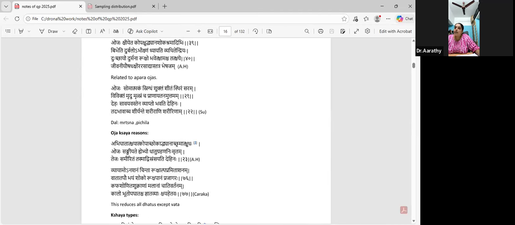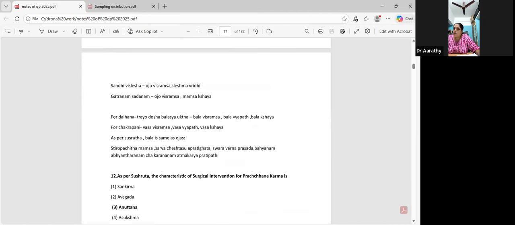So this Sandhi Vislesha is said in Ojo Visramsa as well as Sleshma Vriddhi too. Sleshma Vriddhi comes under the Dosha Dhatu Mala Kshaya Vriddhi Lakshanas, right? So Sleshma Vriddhi and Ojo Visramsa both show the feature of Sandhi Vislesha. The same way, Gatranam Sadanam is seen in Ojo Visramsa, also in Mamsa Kshaya. So you have another confusion point here, right?